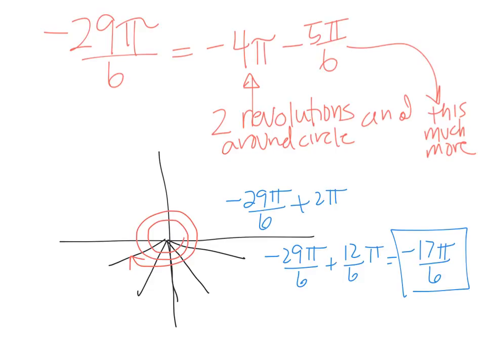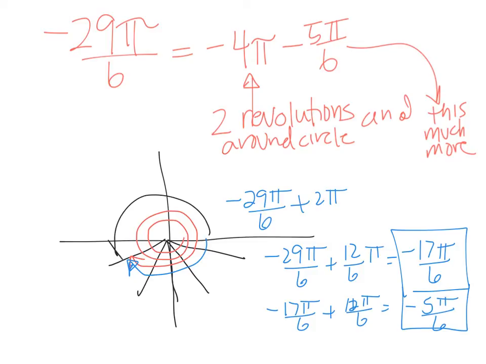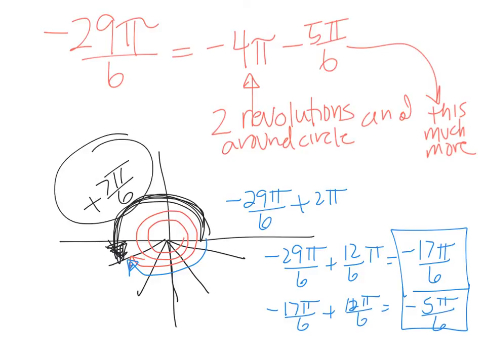And I could do that again. Negative 17 pi over 6 plus 12 pi over 6. And that's going to give me negative 5 pi over 6. Well, that makes sense, because we know that this angle is negative 5 pi over 6. And I could do it again, and if I did it again, you're going to get positive 7 pi over 6, but we know that because positive 7 pi over 6 is that angle. So those are all coterminal with negative 29 pi over 6. So I just actually did 3 of them.